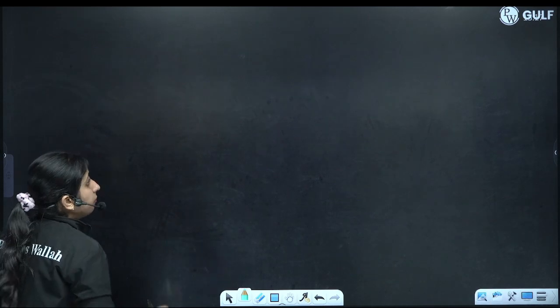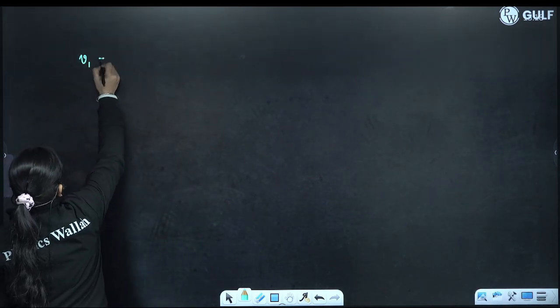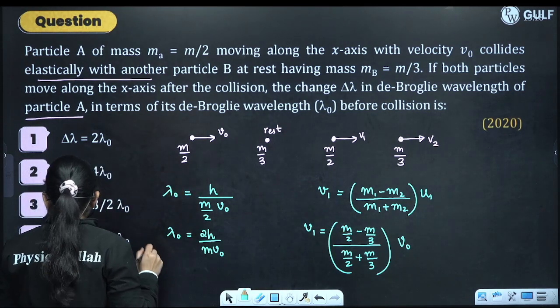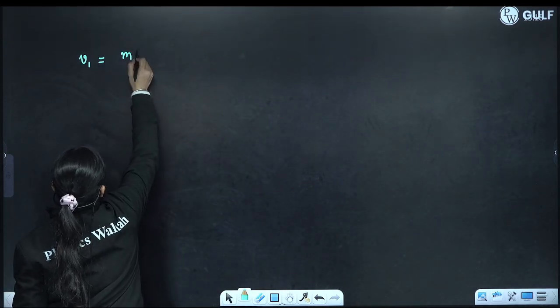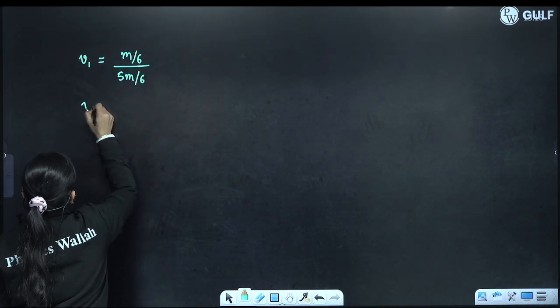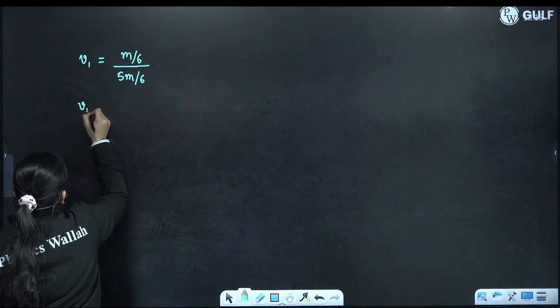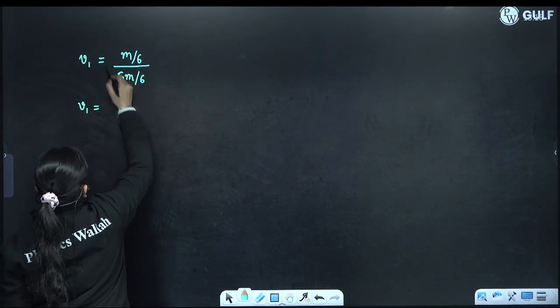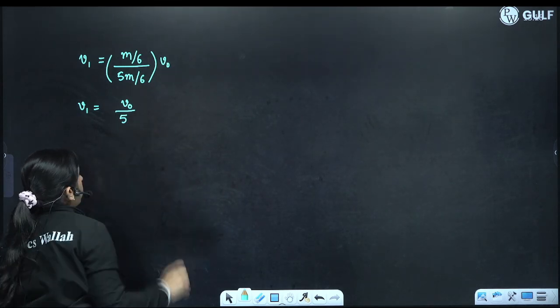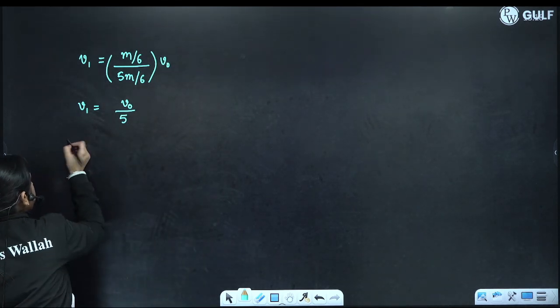So from here we will get v1 is equal to (m by 6) divided by (5 m by 6). So v1 is equal to v naught by 5. Okay, v1 is equal to v naught by 5.